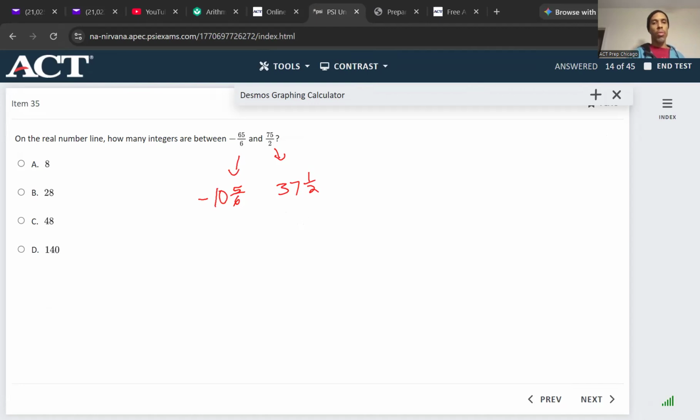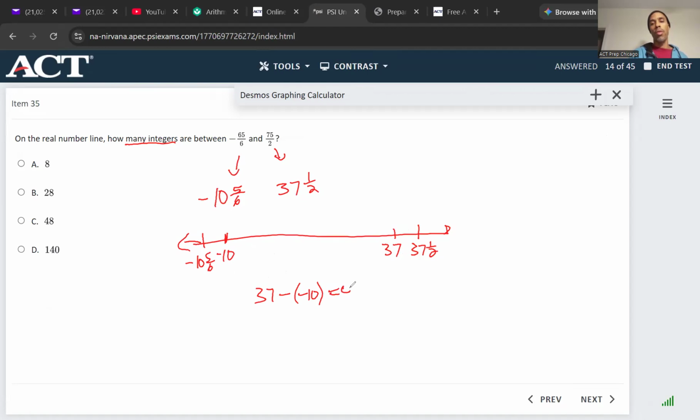So how many integers are between these? Integers are what? Wholes. They could be whole, negative, or positive. So if we had a number line, and we had 37.5, well, we know that's 37 and a half. And on this side, we have negative 10 and 5 over 6. So the integer just to the right of that is negative 10, right? So basically, how many integers are from negative 10 to 37? That's going to be actually 48. So if you do 37 minus negative 10, that's 47.